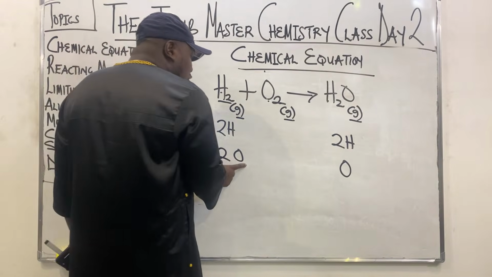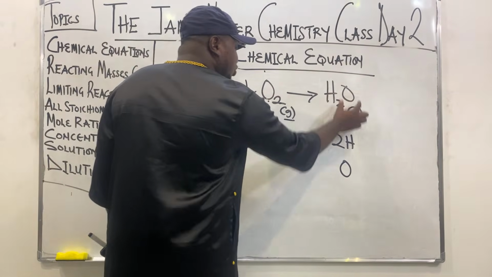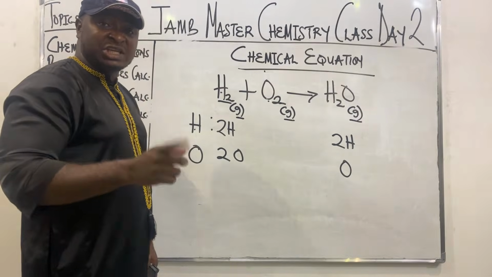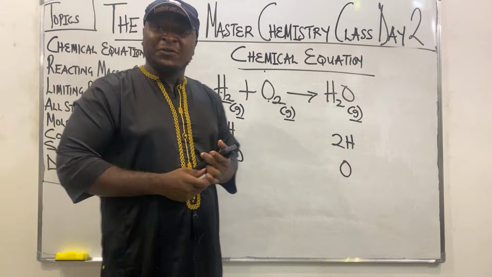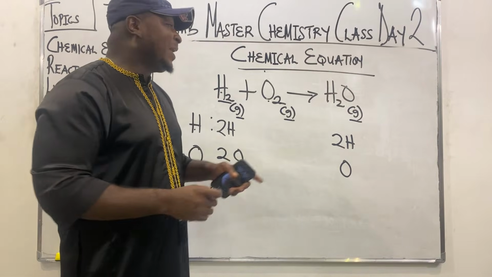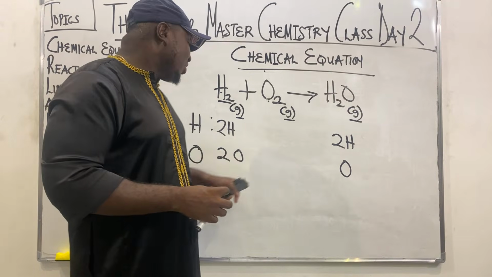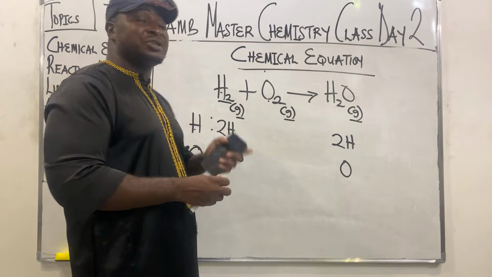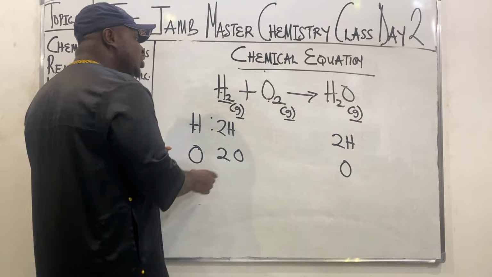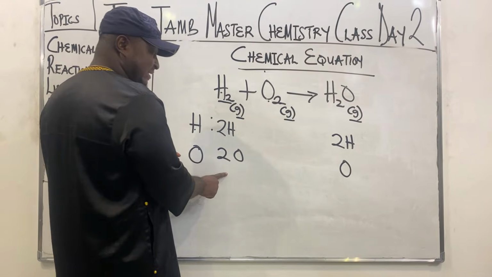Because we have two oxygens on the left hand side, but we only have one oxygen on the right hand side, therefore oxygen is not balanced. We have to do something about oxygen. But guys, you know the funny thing? When trying to balance a chemical equation, because oxygen is not balanced, by trying to balance oxygen, we end up unbalancing hydrogen. We have two oxygens here, class.